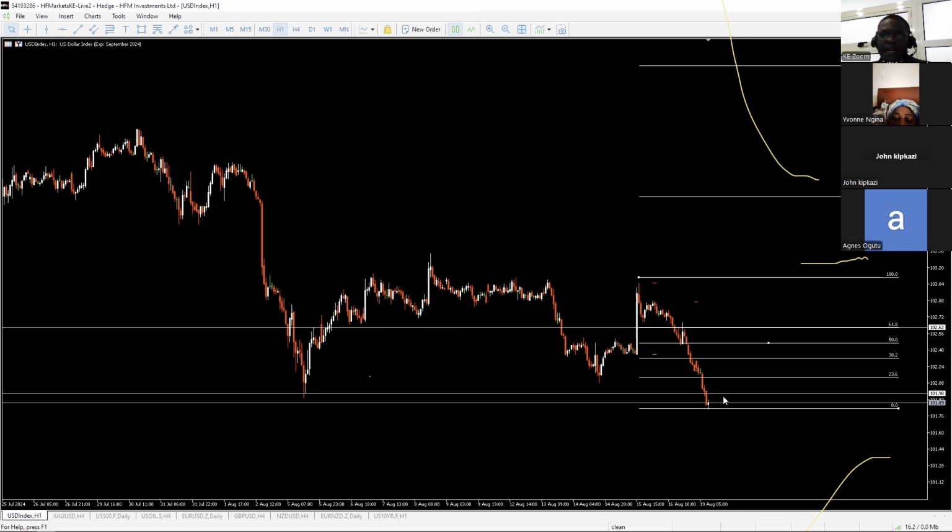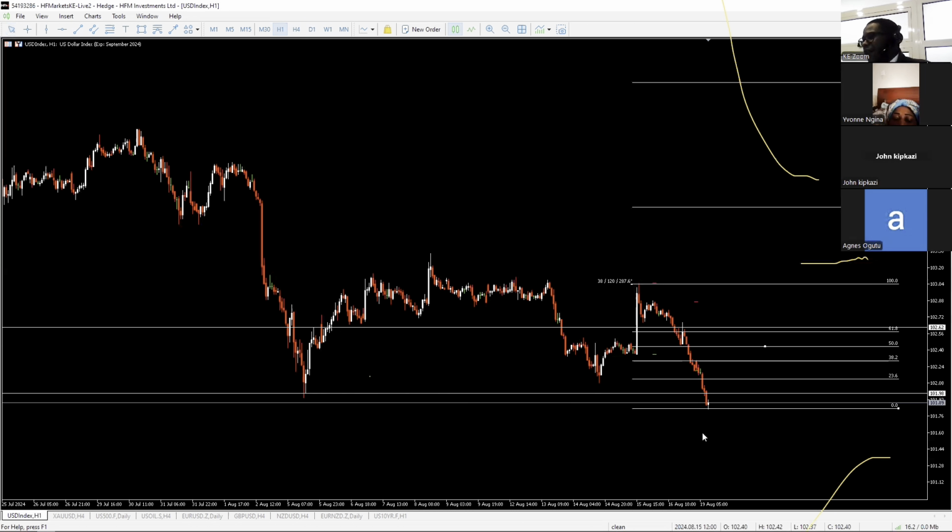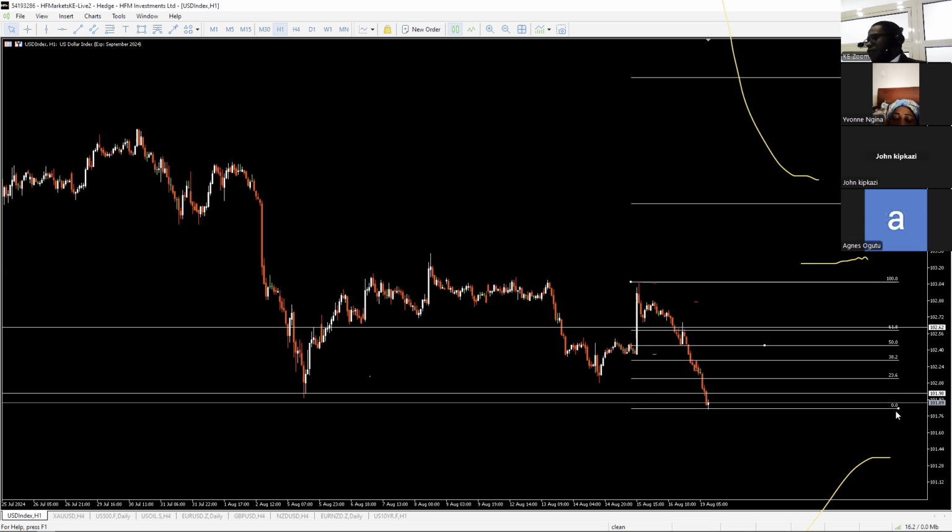But if there is nothing on the economic calendar, then we don't anticipate a lot of price action, rather price just consolidating or coiling, trading around 101.89 and 102.08. So that's how the dollar index is trading.